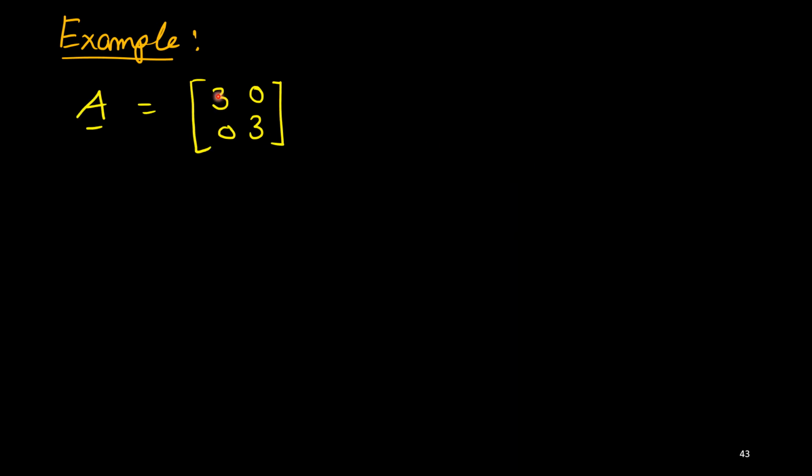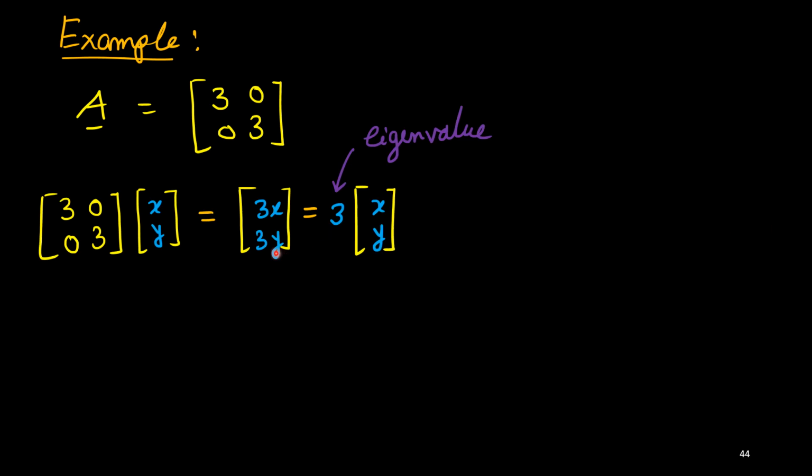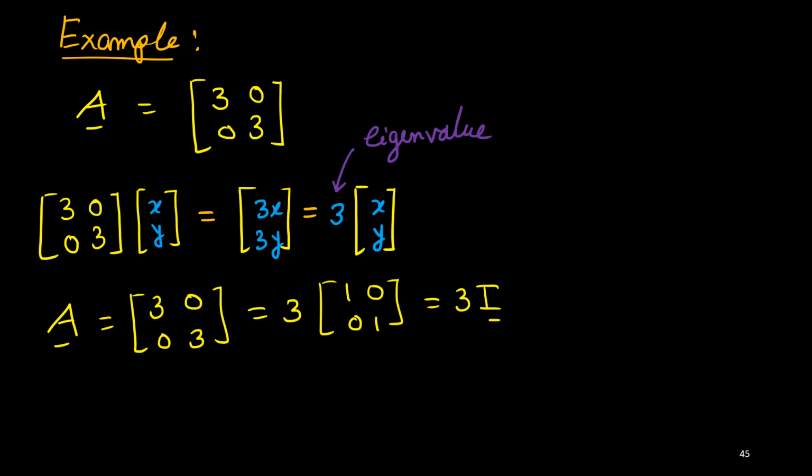Now if I consider 3, 3 and 0, 0, so these we can write as, if I multiply xy, I'll get 3x, 3y. That we can write as 3 times x and y. So eigenvalue is 3, and we'll find the same vector xy. So I can say that this A matrix is basically 3 times the identity matrix.